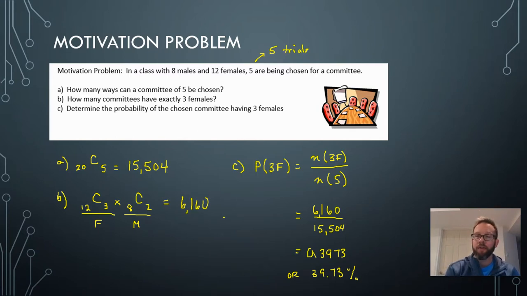And now you can finish off part C: the number of ways to get 3 females over the total number of committees, and you can divide those. I got almost 40%, 39.73%.